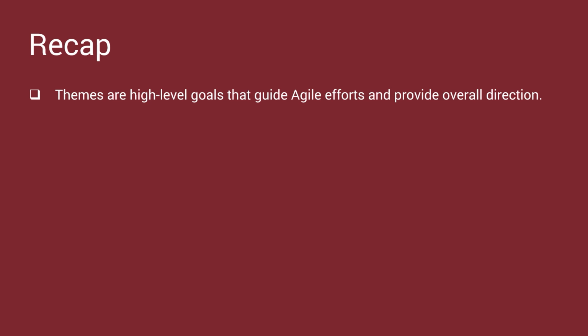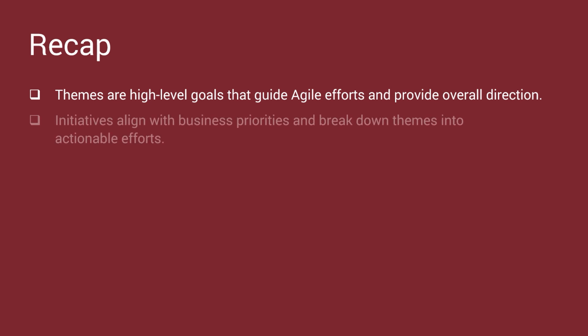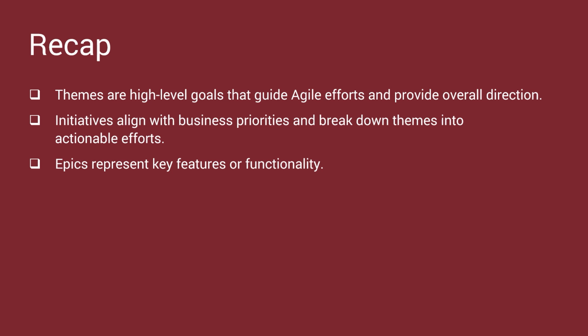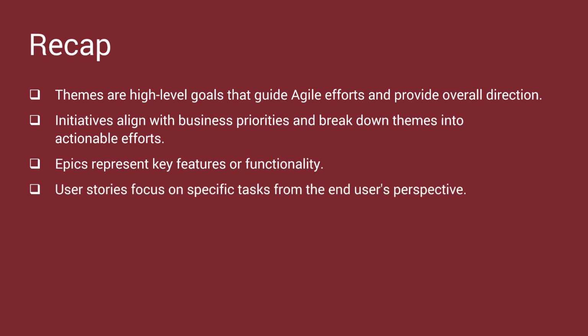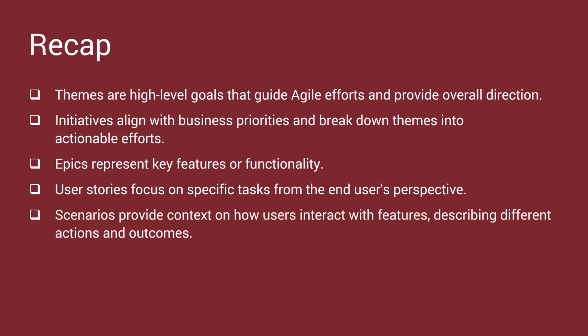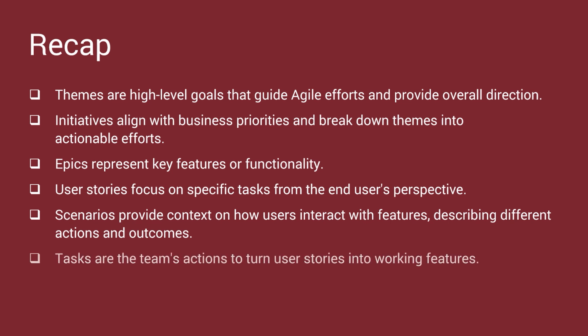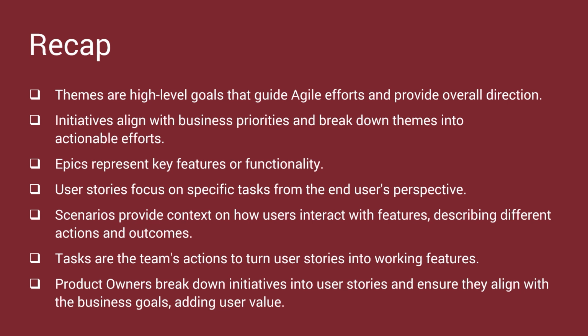In this video, you learned that themes are high-level goals that provide overall direction for Agile efforts. Initiatives align with business priorities and break themes into actionable steps. Epics represent key features or functionality within initiatives. User stories focus on specific tasks from the end user's perspective. Scenarios provide context for user interaction with features, detailing different actions and outcomes. Tasks are the team's actions to turn user stories into working features. Finally, product owners break down initiatives into user stories and ensure they align with business goals to add user value.